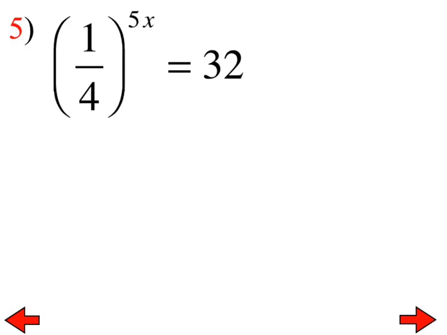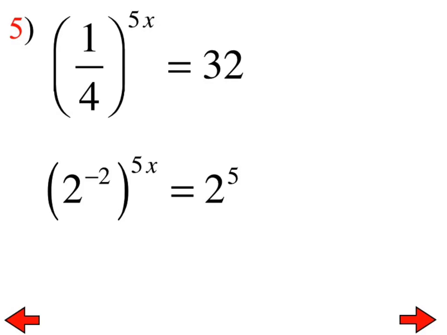All right, everybody try number 5. And so in all of these problems, you need to think about what that common base is. And in number 5, the common base is 2. It's not 4, because you could, but it's very difficult to turn 32 into a power of 4. So let's use 2. So 1/4 is 2 to the negative 2 power.